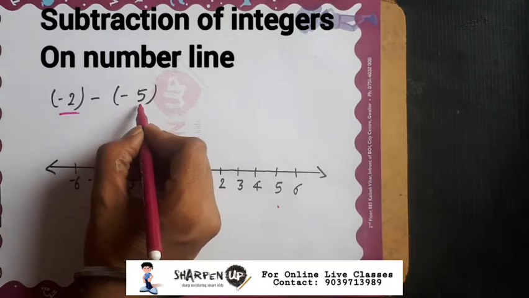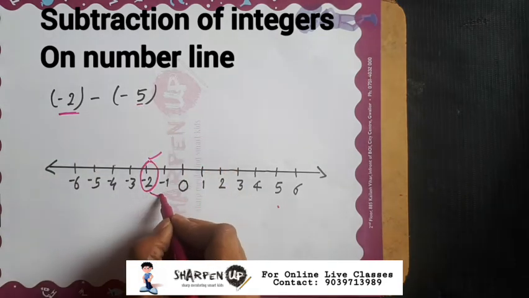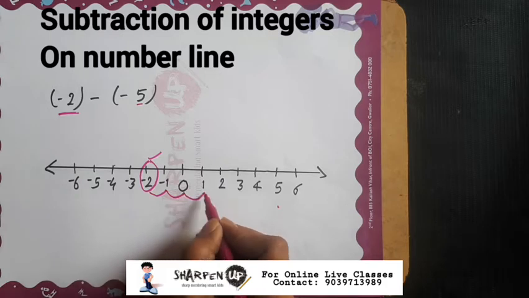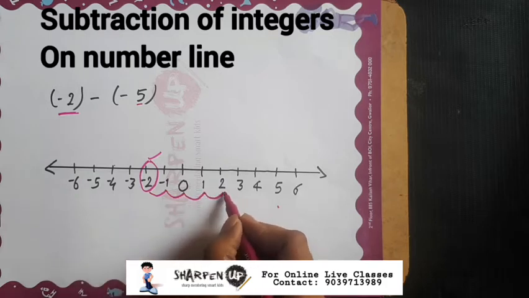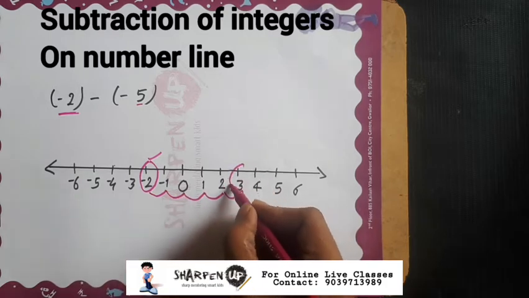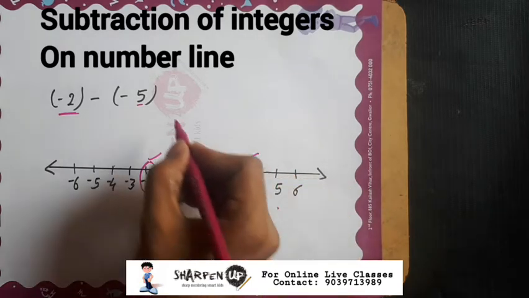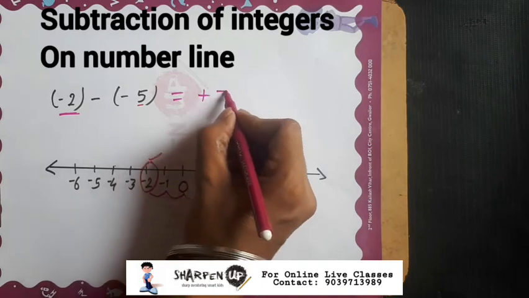How many places do we have to go? 5. So 1, 2, 3, 4, 5. Where have we reached? Plus 3. So the result is plus 3.